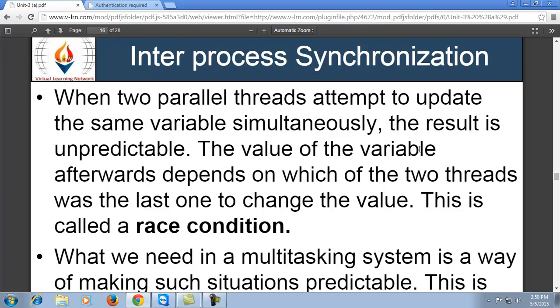What we need in a multitasking situation is a way of making such situations predictable.